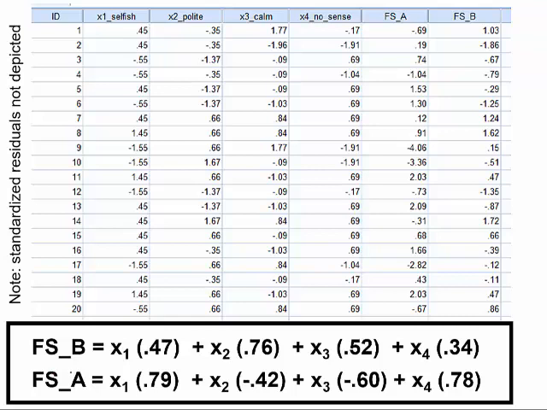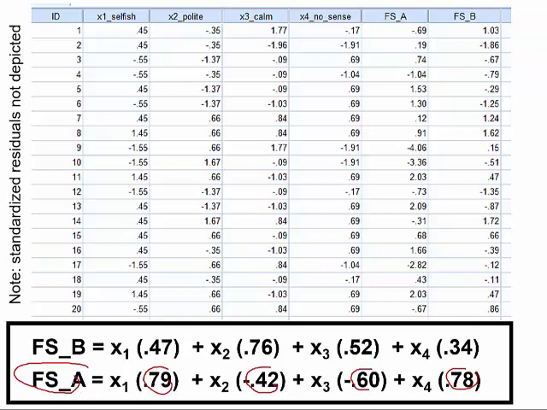So we started off by creating factor score A, and each x variable was multiplied by a weight to create factor score A. Our weights were 0.79 for x1, negative 0.42 for x2, negative 0.6 for x3, and 0.78 for x4. So those were the weights we used to create factor score A.